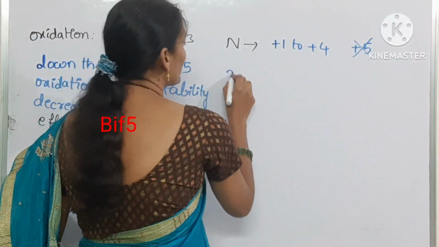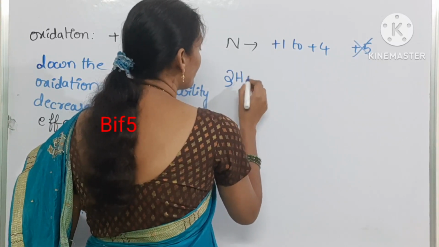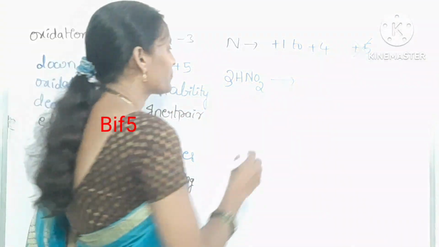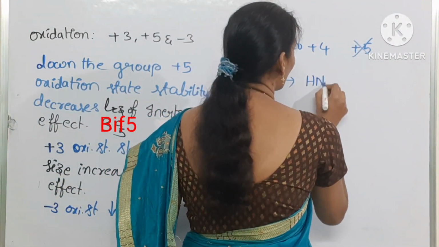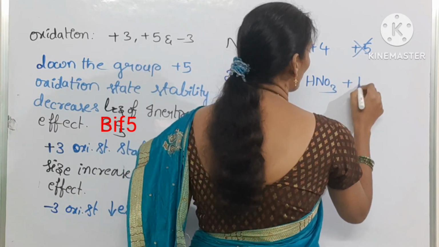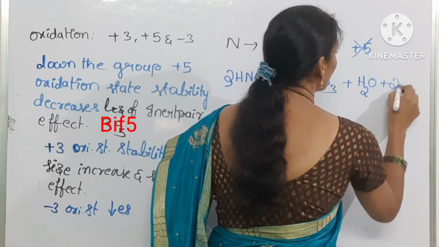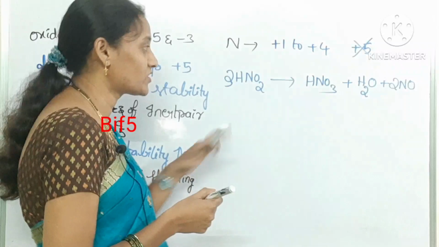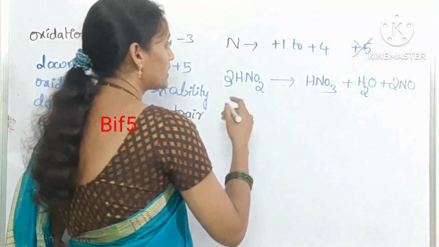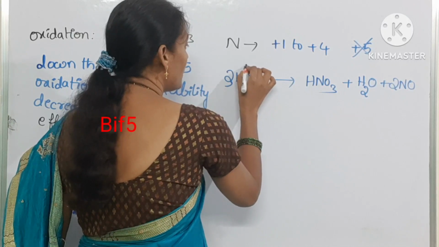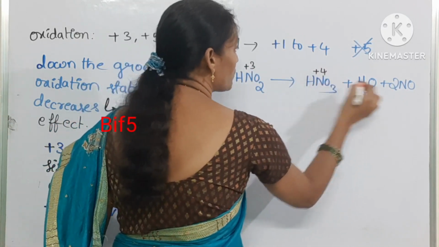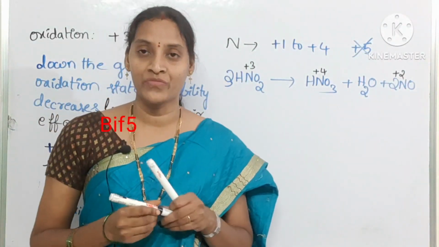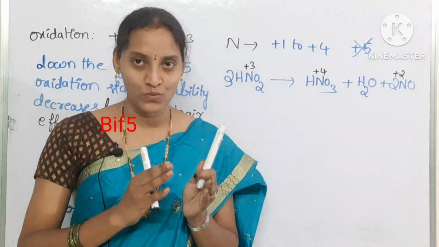Suppose you take one chemical reaction: 3 moles of HNO2, nitrous acid, forms nitric acid, water and 2 moles of nitric oxide. If you observe the oxidation states of nitrogen in these compounds, it is +3, +5, and +2 respectively. It can disproportionate in acidic medium, across the oxidation states between +1 to +4.